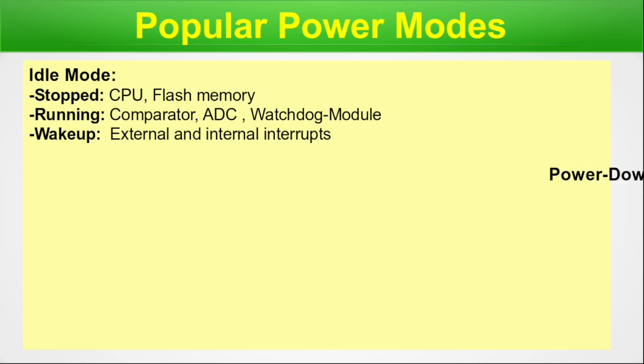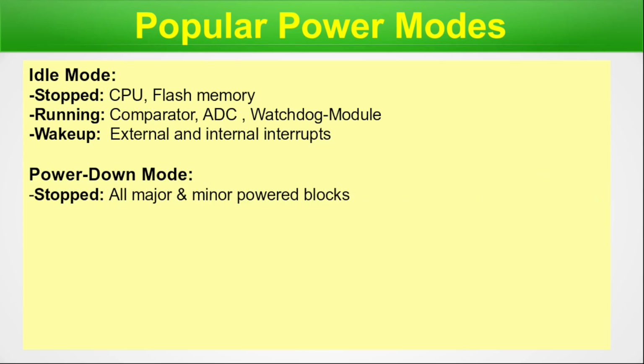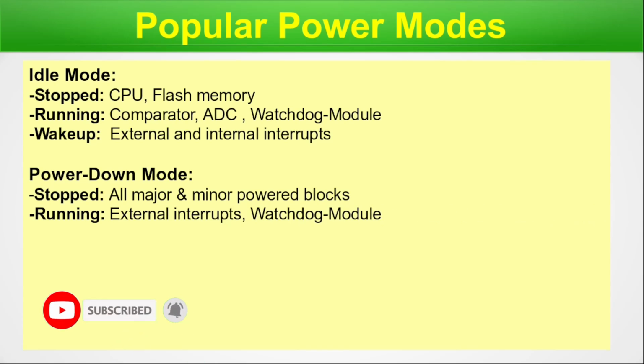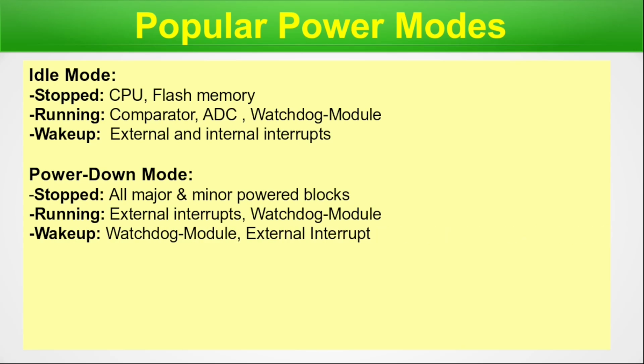Let's move on to the next one. Power down mode: stop all major and minor power blocks. So when we talk about the power down mode, that means all the major blocks and the minor blocks are powered off. They are turned off. What is running? External interrupt and the watchdog module. There could be some other module based on the design. So I am giving a generic description, keeping the minimalistic things here just for your knowledge. Wake up: to which will it wake up? The watchdog module or the external interrupt. External interrupt, maybe there is a power switch, you push it and it turns on. Or watchdog, it is signals that can cause the wake up. This is another mode.